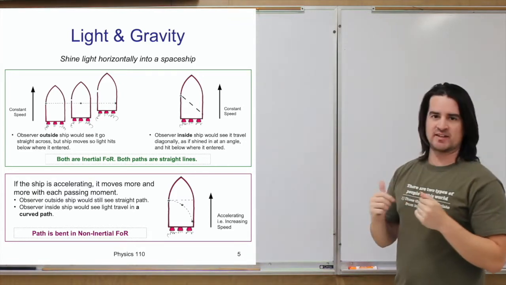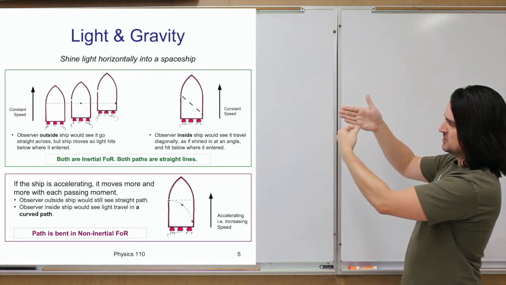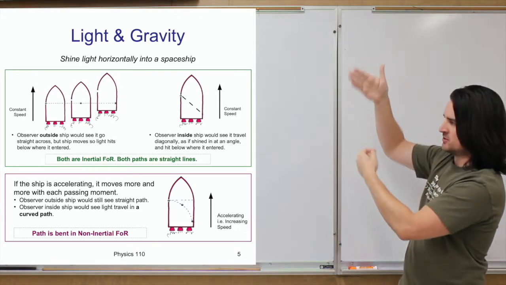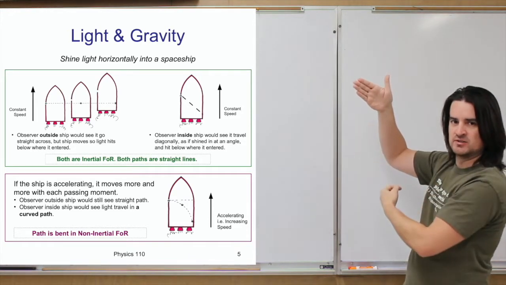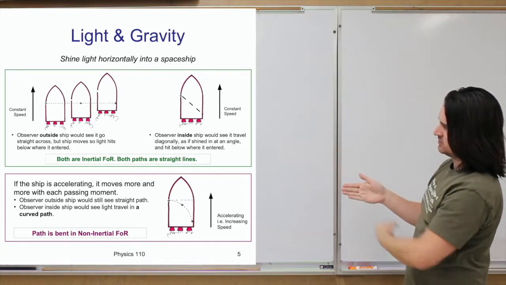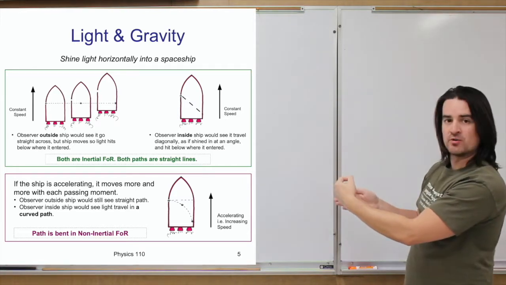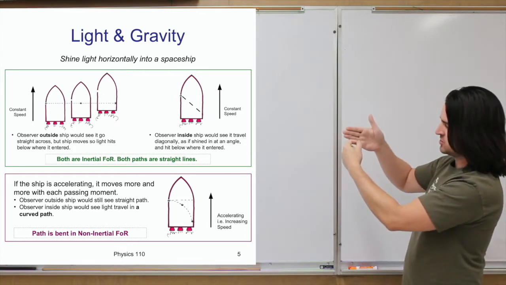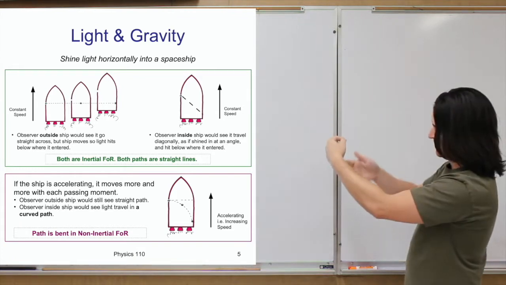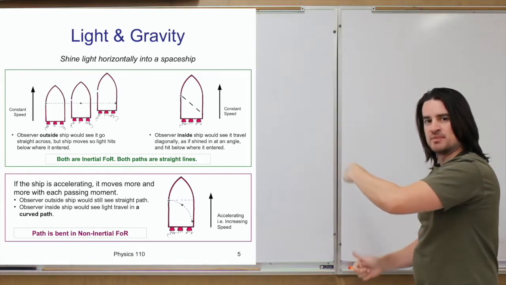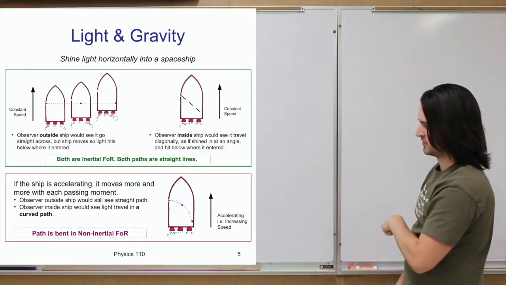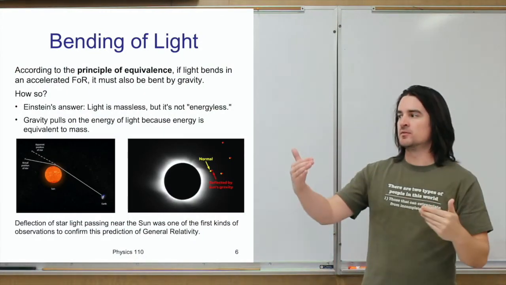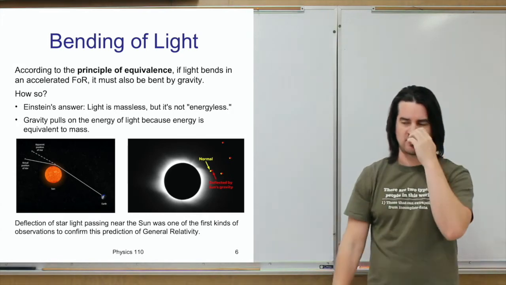So if you're inside of that spaceship, the light comes in, but unlike in the inertial frame, you're not moving up the same distance every time, so you're not seeing it move down at a constant angle. So instead of coming down along this diagonal line, since you're moving up more and more every second, you're accelerating, you'd actually see the light move down more and more every second as well. So as you move up, it looks like the light is bending downwards, not following a straight path anymore. So in that accelerated reference frame, the light bent. It didn't follow a straight path anymore.